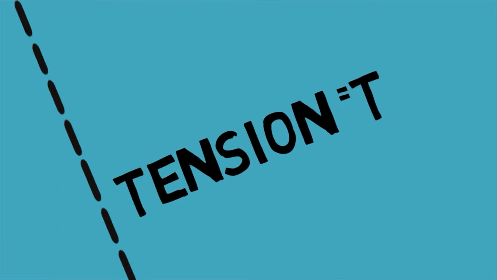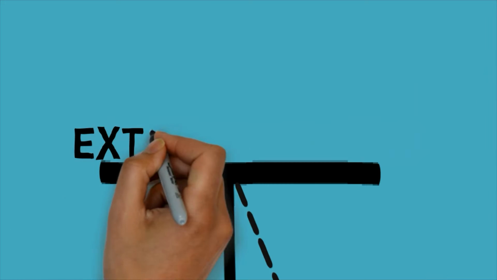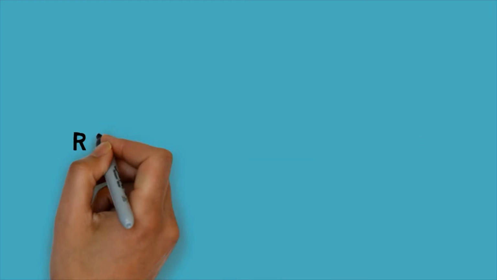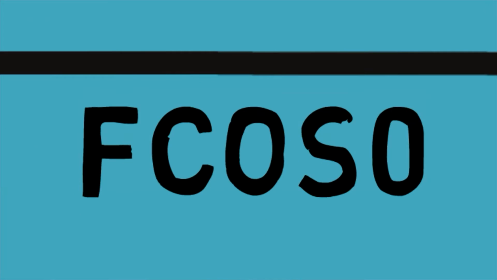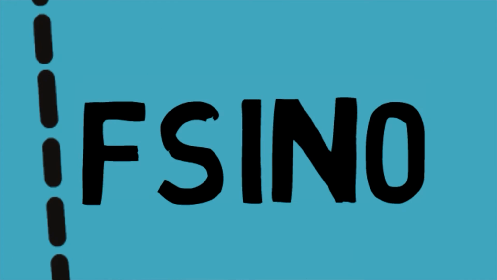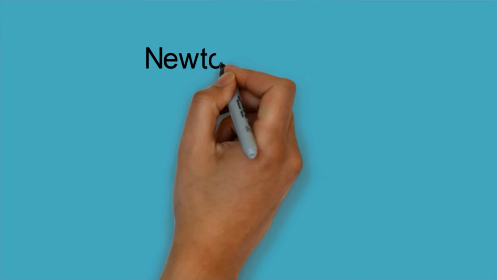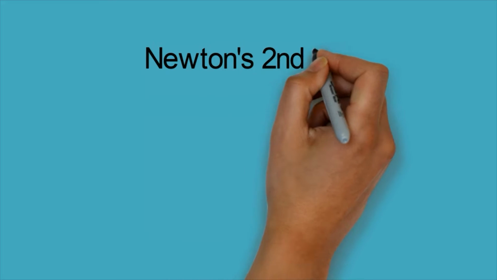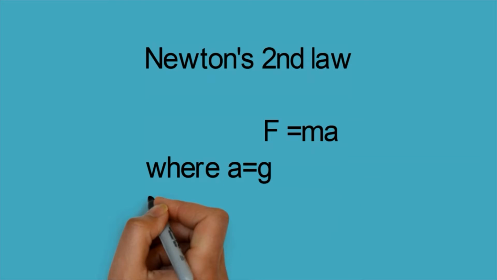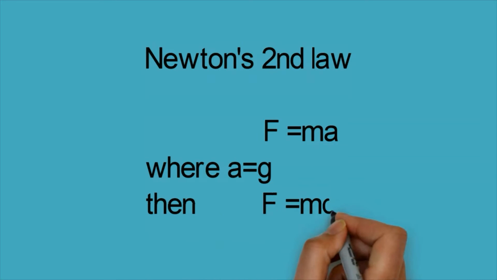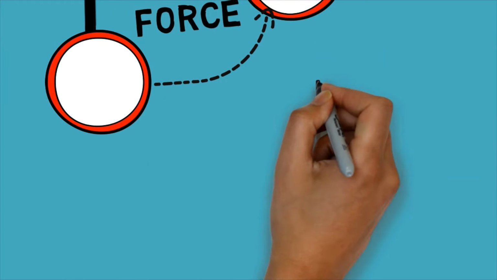After applying force F on the pendulum, it moves toward an extreme position, resolving force F into components. Along x-axis, F cos theta. Along y-axis, F sin theta. By Newton's second law of motion, F is equal to ma, where a is equal to g. Hence F is equal to mg.